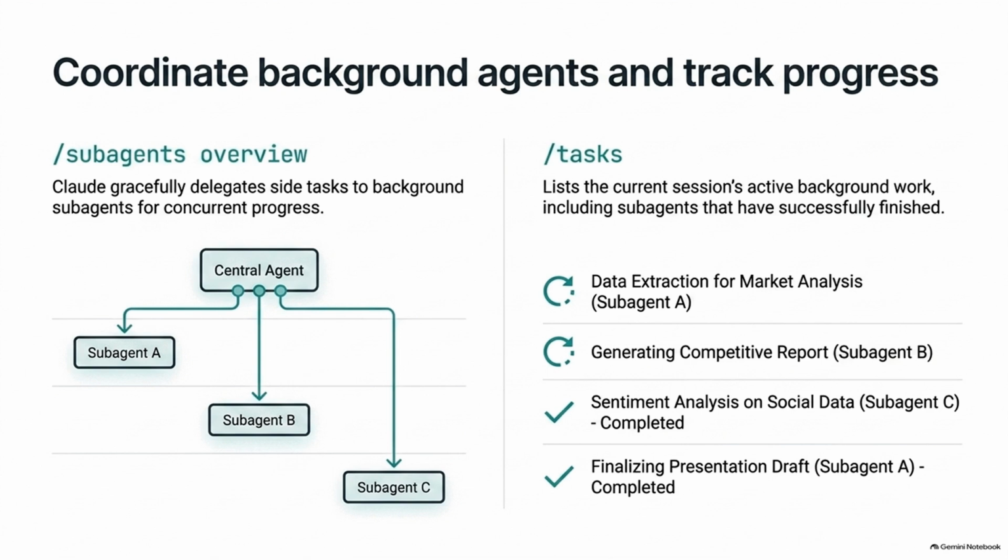With subagents, a central agent hands off side tasks to separate subagents. In this diagram, subagent A, B, and C, so they can make progress concurrently instead of waiting in line. /tasks is how you keep track of all of that. It lists everything currently running in the background, along with anything that's already finished.